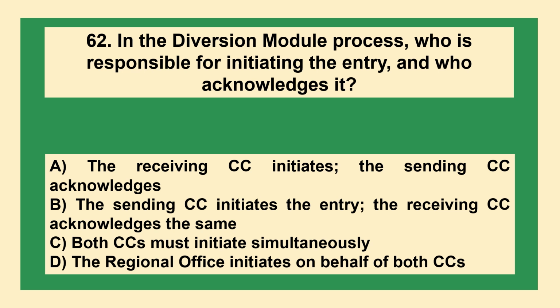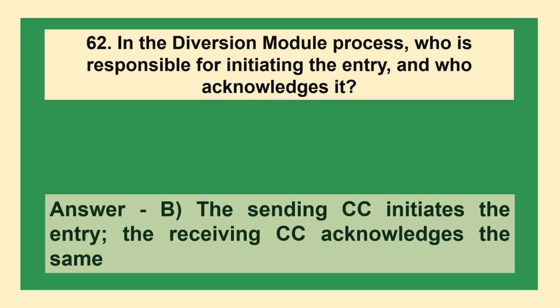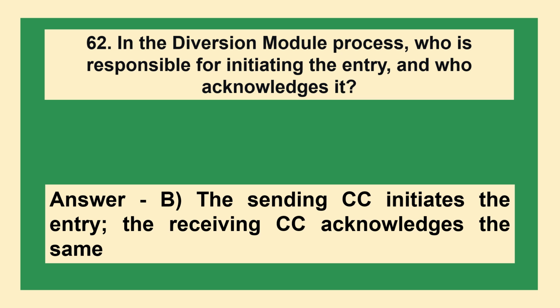In the diversion module process, who is responsible for initiating the entry and who acknowledges it? Option A, the receiving CC initiates, the sending CC acknowledges. Option B, the sending CC initiates the entry, the receiving CC acknowledges the same. Option C, both CCs must initiate simultaneously. Option D, the regional office initiates on behalf of both CCs. The answer is option B. The sending CC initiates the entry, the receiving CC acknowledges the same.